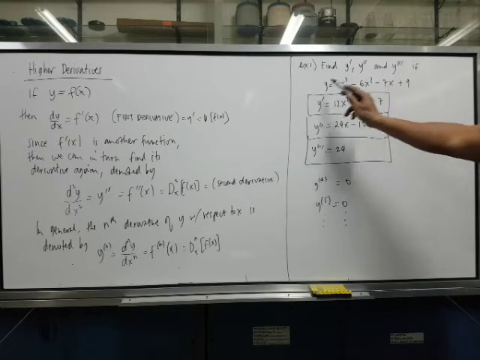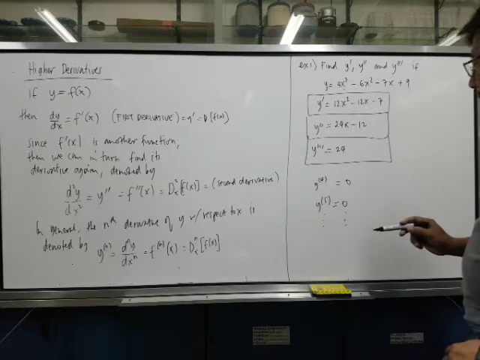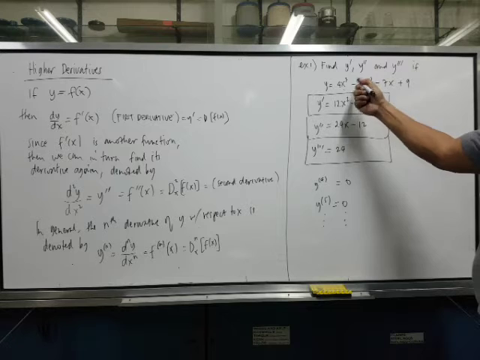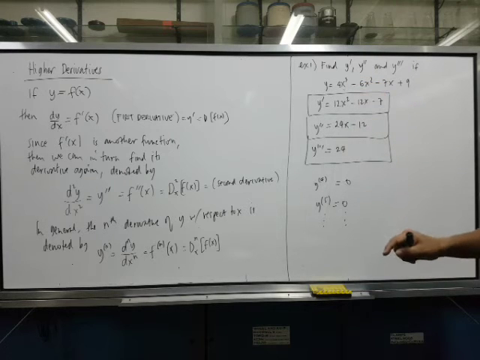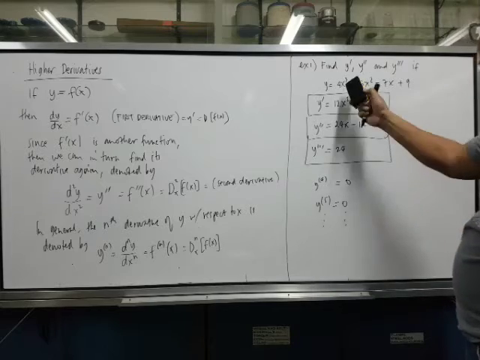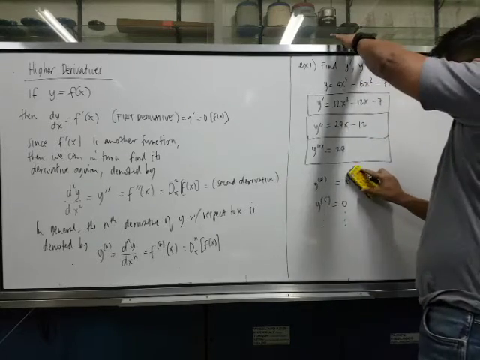So for a polynomial function, the derivative is not equal to 0 only up to the order of the degree of the polynomial, so a maximum of up to the degree of the polynomial.